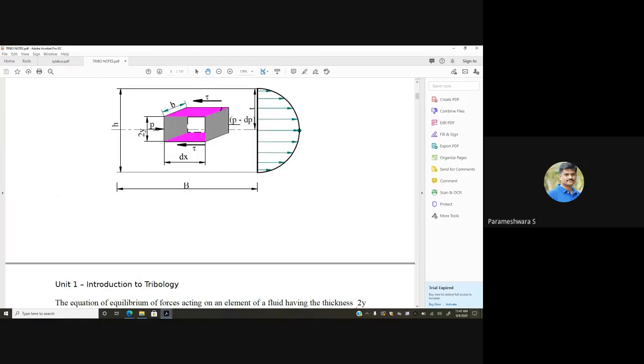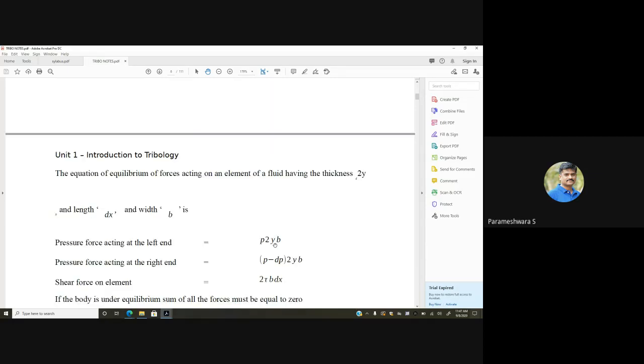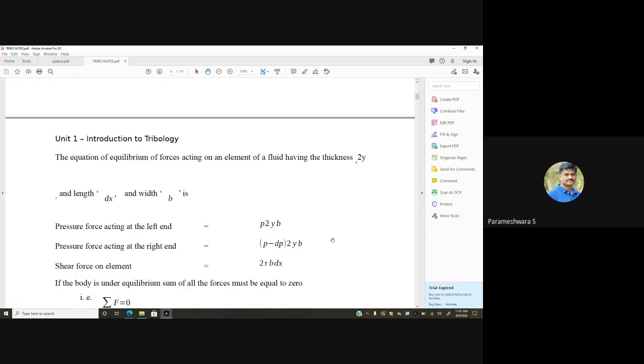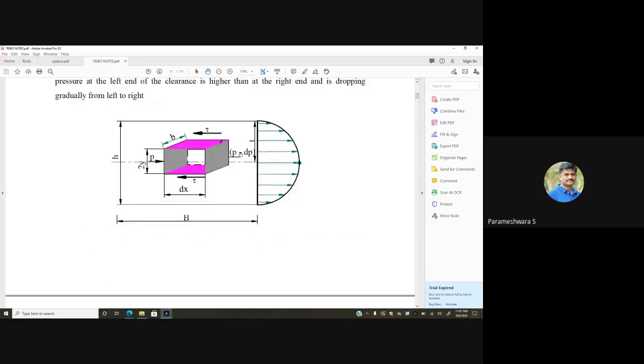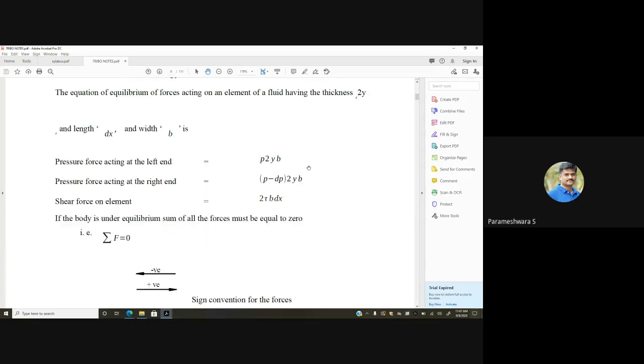We know that pressure P is equal to force by area. Then the force is equal to pressure into area. So the pressure is P and the area is 2y into b. Force acting on the left hand is pressure into area. Similarly, force acting on the right hand is pressure into area, so the pressure on the right hand is P minus dP, and the area is the same, 2y into b.